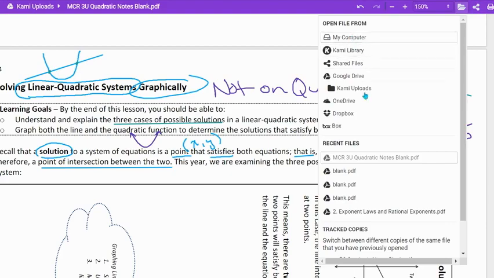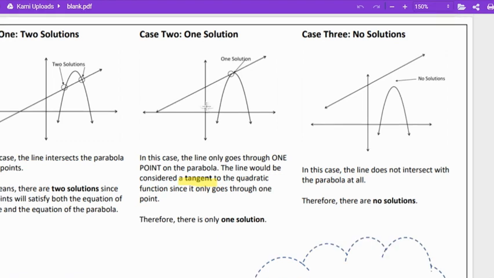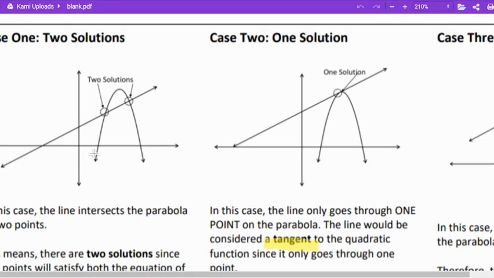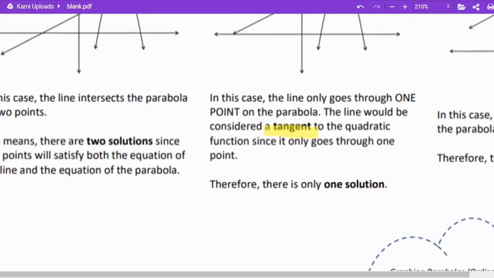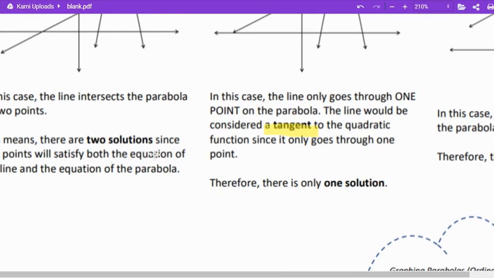All right, turn your page. Let's look at these options. Okay, so the first case, I'm just going to zoom in a little bit. The first case is where we have a parabola and we have a linear function or a line cutting right through the parabola and having 2 points of intersection or 2 solutions. In this case, the line intersects the parabola at 2 points, and this means that there are 2 solutions since 2 points will satisfy both the equations of the line and the equation of the parabola.